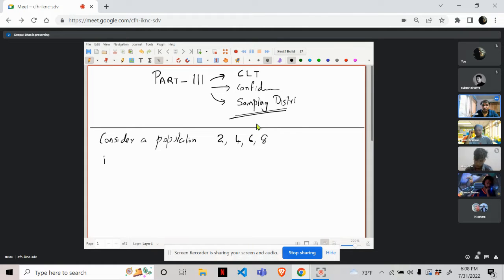The first question. Find the population mean, population standard deviation, and population variance.